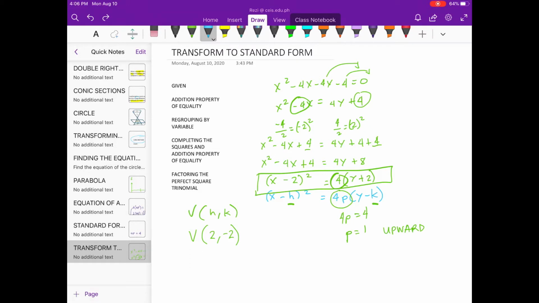So if we use this formula here, it starts at x. So for the focus, we just copy the x value, and for the y, it moves 1 upward. So negative 2 plus 1 is negative 1. Similarly, the directrix is 1 unit below the vertex. So if it is negative 2, y is equal to negative 3. That's the directrix.